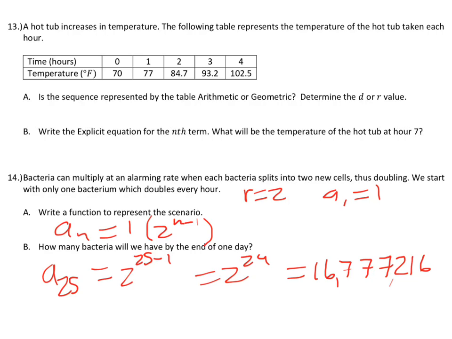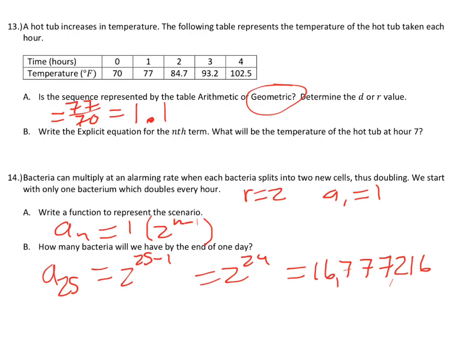Number 13, hot tubs increasing in temperature. Is the sequence represented by arithmetic or geometric? Well, you're not adding the same amount each time, so arithmetic is out, which is going to leave us with geometric. And you have to determine the common difference or common ratio. If you want your common ratio, you just take any term in the sequence and divide by the previous one. And when you do that, you're going to get 1.1, which is your common ratio.